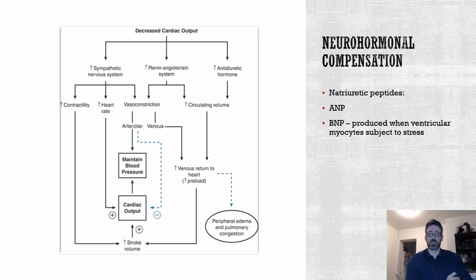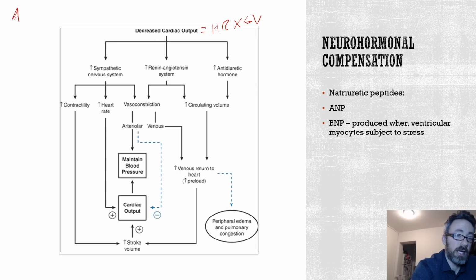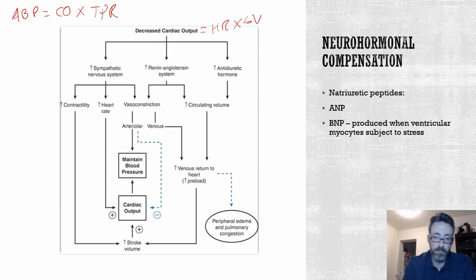So let's take a look at the flow chart of the neural-hormonal compensation. A couple things we need to keep in mind. The cardiac output at the top here is equal to the heart rate times the stroke volume. And remember that blood pressure, again, I'm just going to write it up here. Arterial blood pressure is equal to the cardiac output times the total peripheral resistance. Okay. So we start off with a decreased cardiac output, because that's our sign of heart failure.